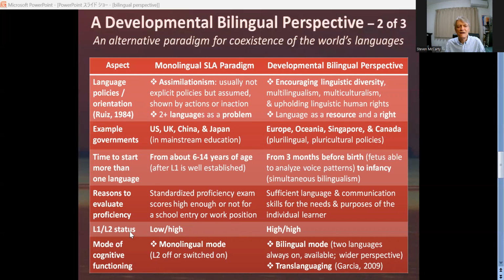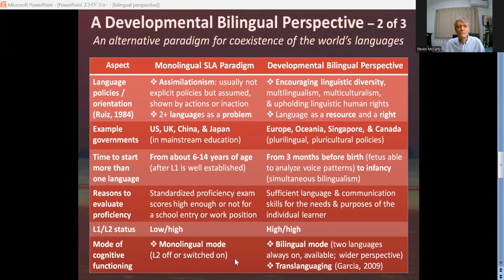And then another important aspect is the status of the languages. In the monolingual approach, the status of the native language is low, and the target language is high. Whereas in the developmental bilingual perspective, both are high. The native language and the target language are both valued highly.